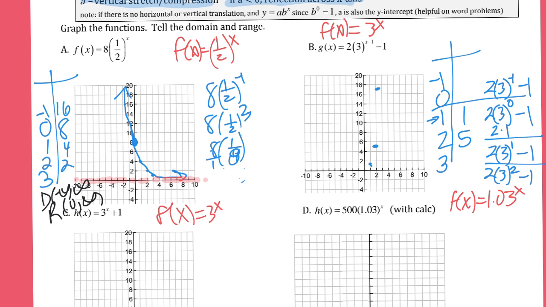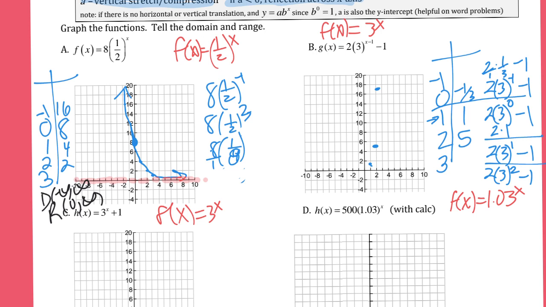So 3 to the negative 1 is 1/3, okay? So we have to do 2 times 1/3, okay? That's 2/3, because you put this over 1, so 2/3 subtract 1. Can you do 2/3 minus 1? It's negative 1/3. Okay, so 0 gives us negative 1/3.